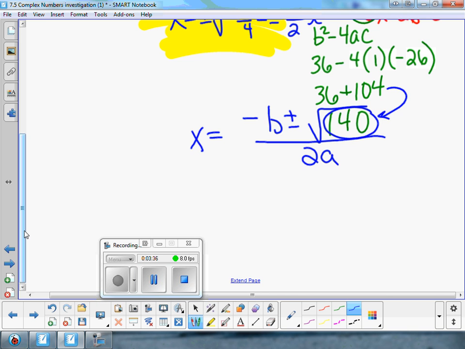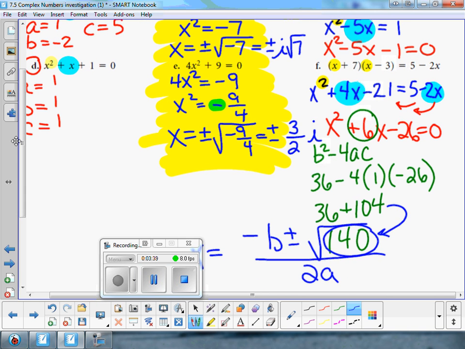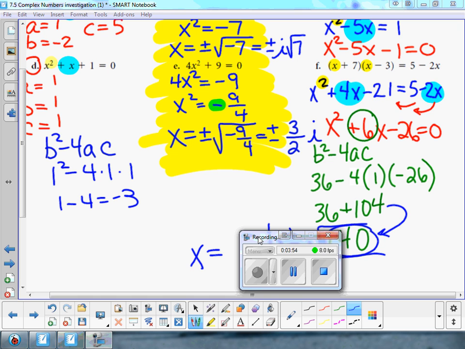But what about something like for D, where the discriminant is... what's 1 squared minus 4 times 1 times 1? 1 minus 4 is -3. So this is our first where we have a negative discriminant. So here we go. X equals -b plus or minus square root. What can I put in there? -3. All over 2 times 1, which is just 2.